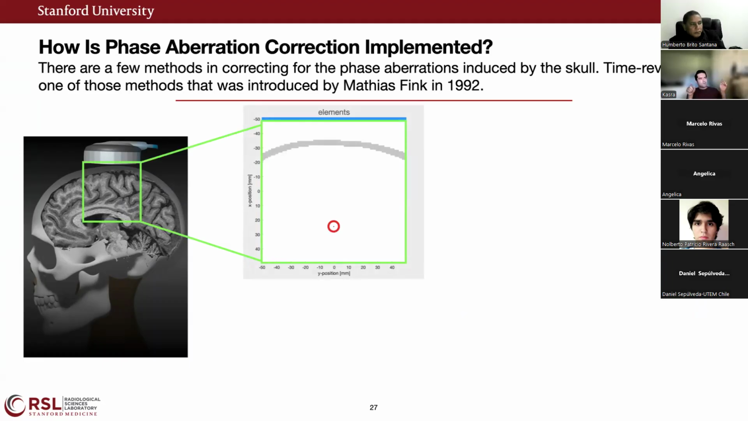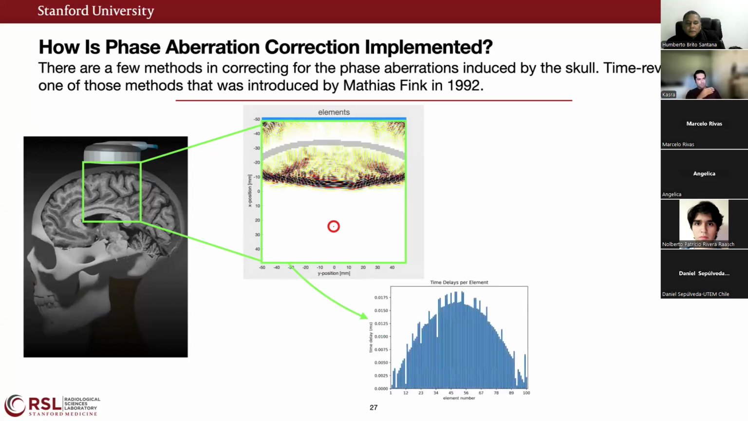And you have the location of your elements. In this case, I have simulated 100 elements. You already know what's the target that you're trying to sonicate, right? That's what the red circle shows. This idea of time reversal that was introduced by Matthias Fink says, send the pulse in reverse from your intended target in simulation, of course, and then put your elements in receive mode. That way you can receive for each of the 100 elements the time at which the pulses arrived at that element. Then you can apply those time delays.